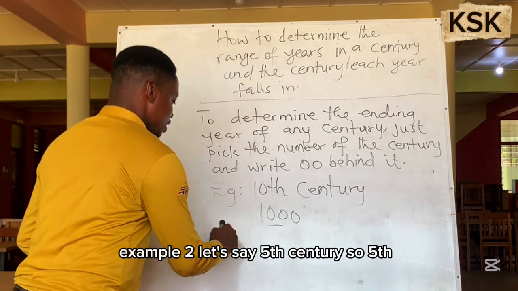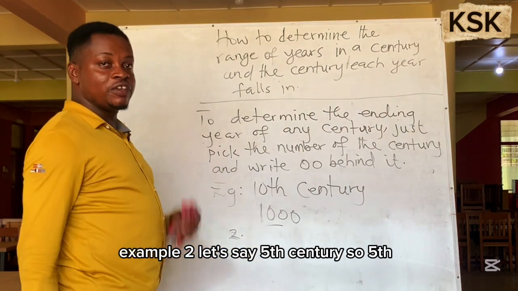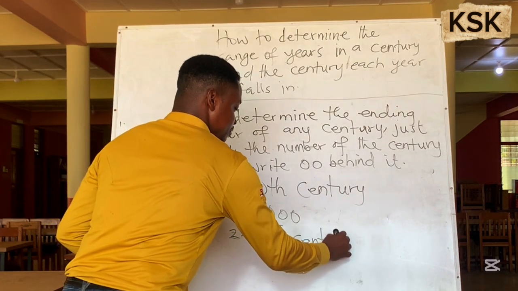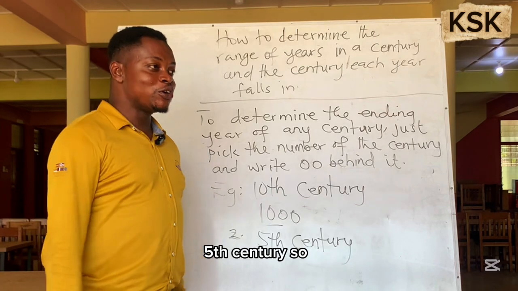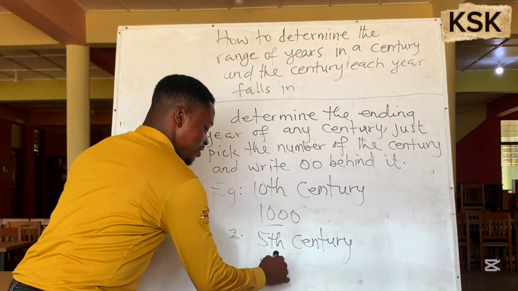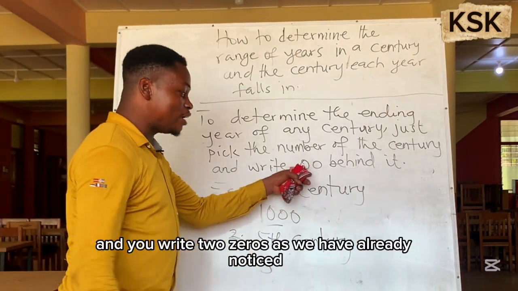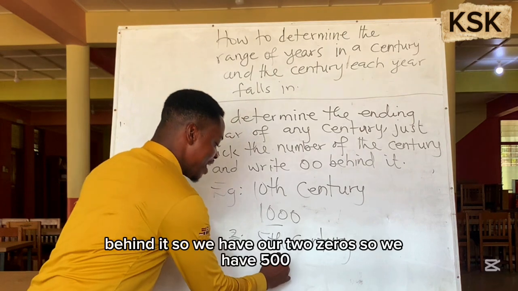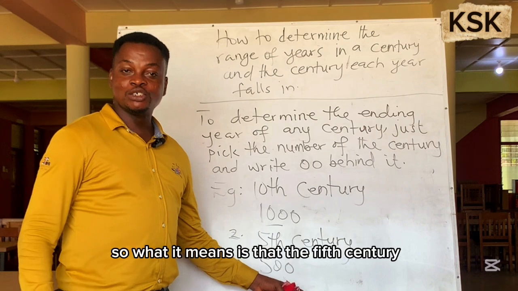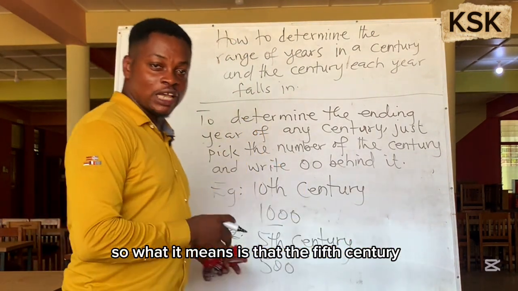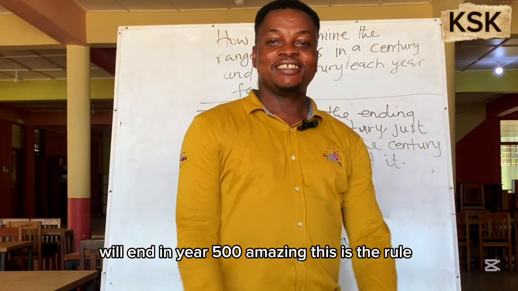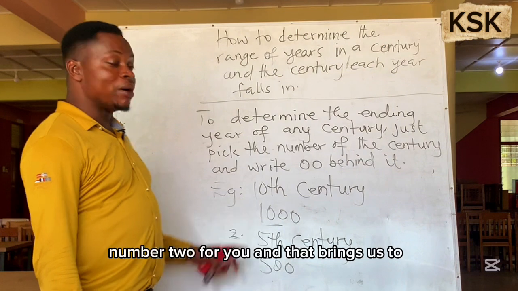Let's try another example. Example 2. Let's say the 5th century. What number is the 5th century producing? 5, right? So you get 5, and you write 2 zeros behind it. So we have 500. What it means is that the 5th century will end in year 500. Amazing. This is rule number 2 for you.